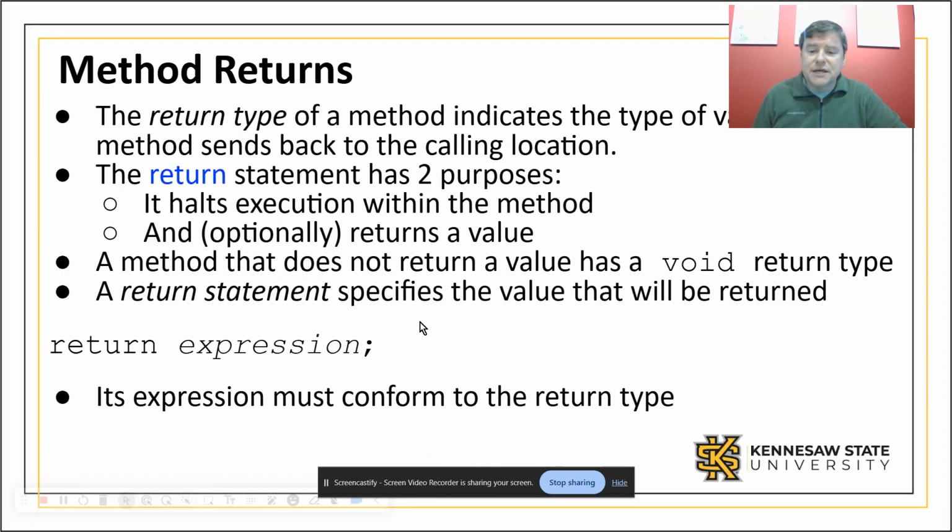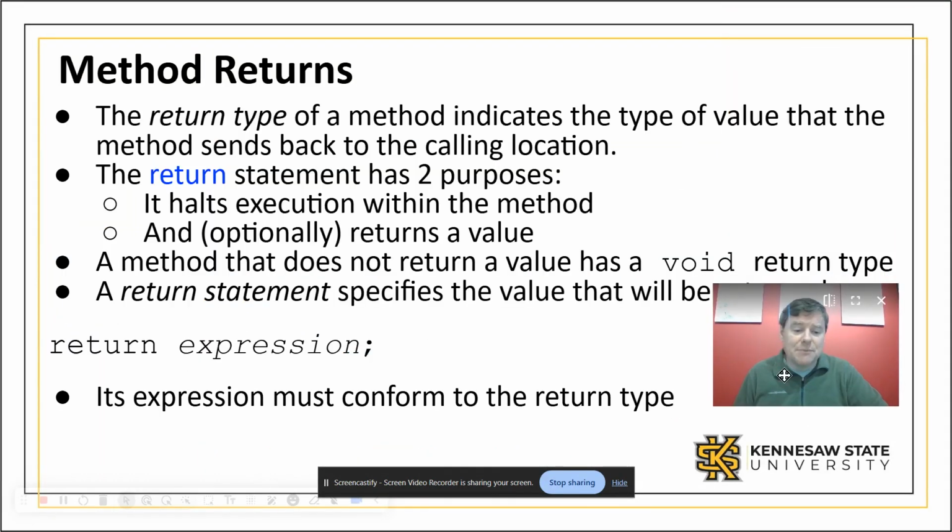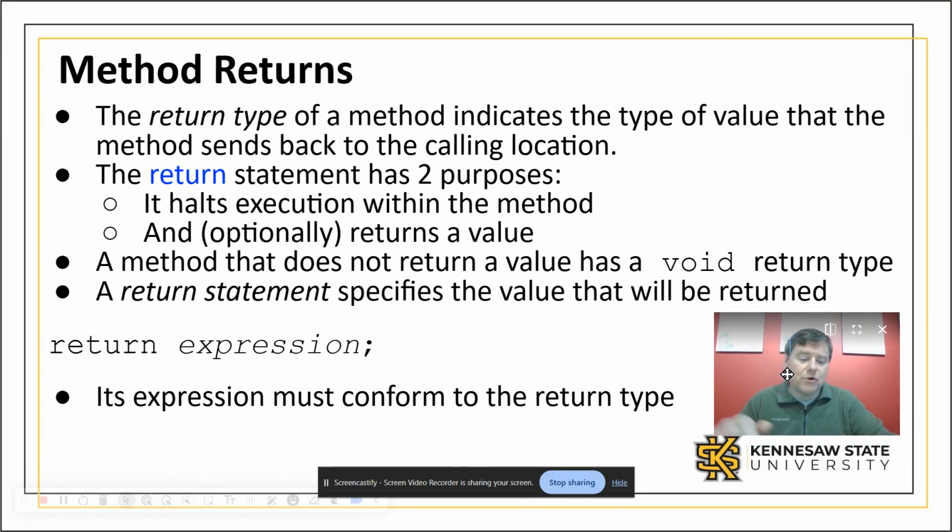All right, so next up we're going to talk about the return type of the method. As I mentioned before, each method has a return type which is specified in the header, and so that return type can be any of the types that Java supports, any of the primitive types or complex types. Once you specify that a method has a return type, you must match that return type at some point in the method.